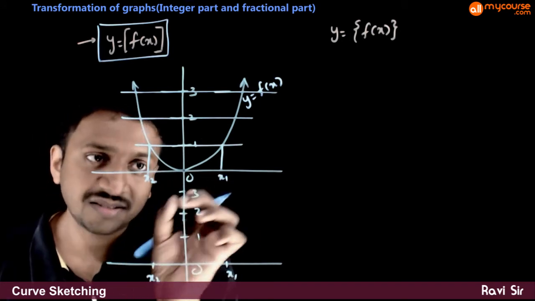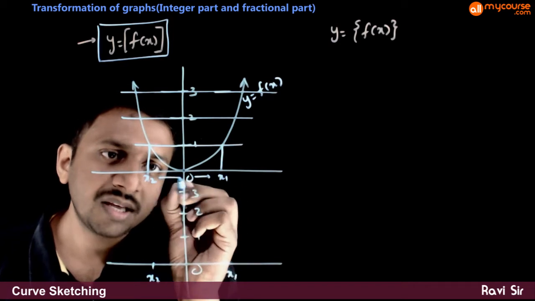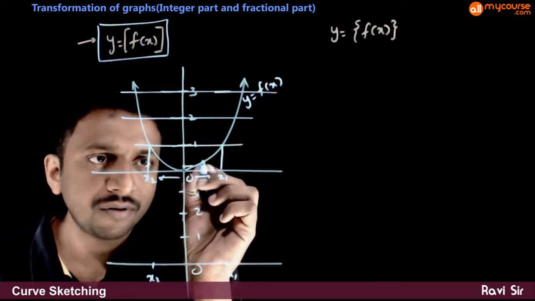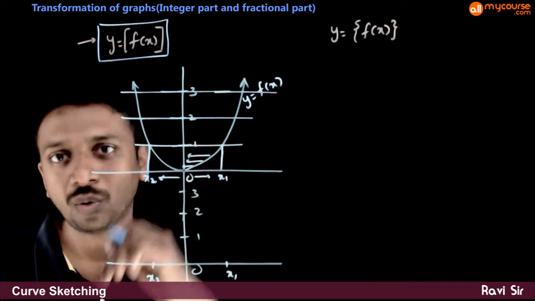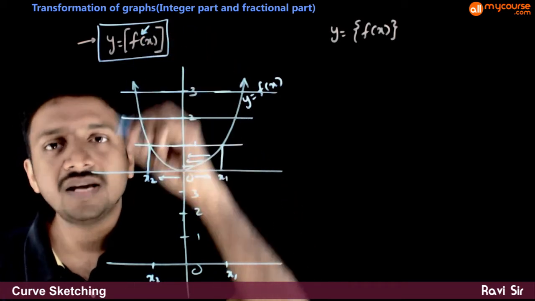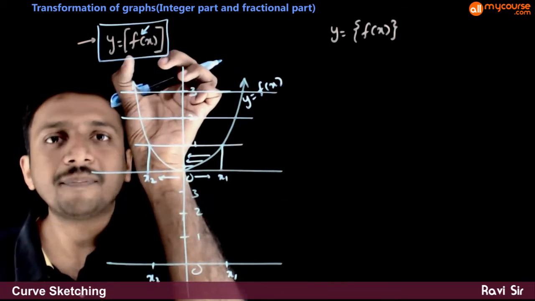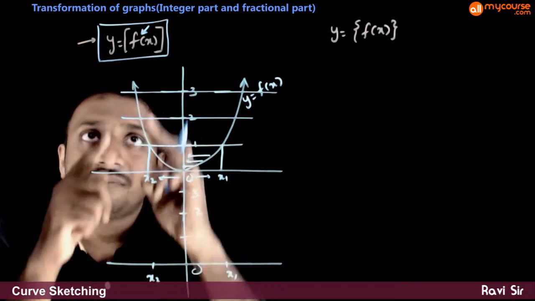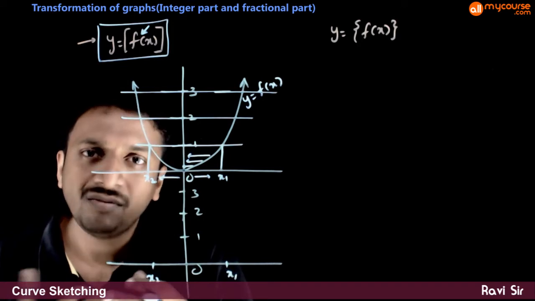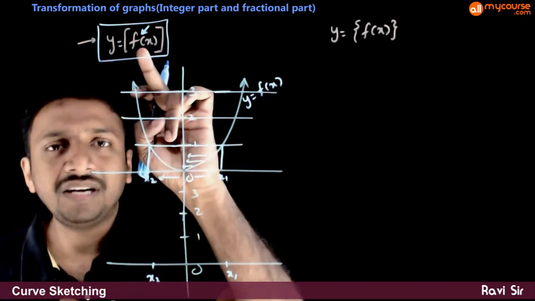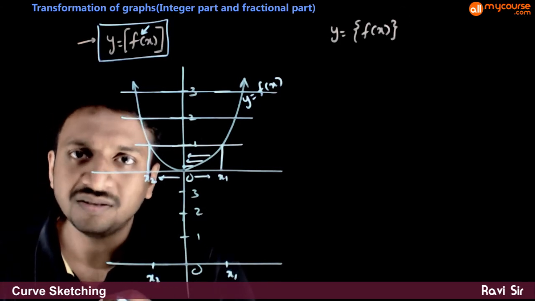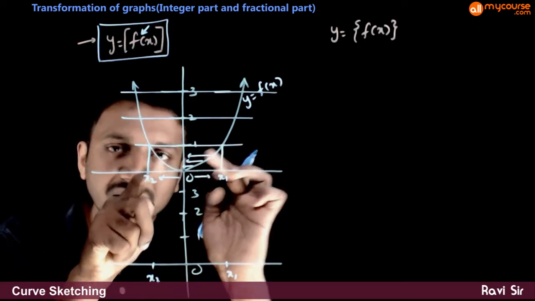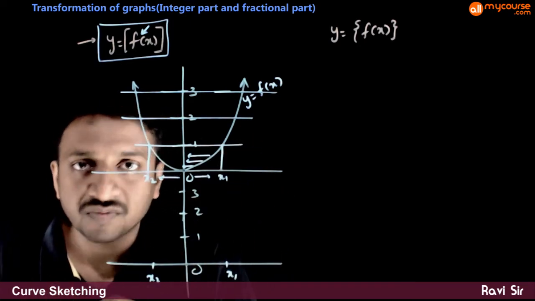So the analysis is something like this. As x is in between x1 and x2, the values of f of x are in between 0 and 1. So what happens to the integer part of f of x? If f of x lies between 0 and 1, the value of integer part of f of x will be equal to 0, right? So all these values of f of x correspond to integer part of f of x equal to 0.